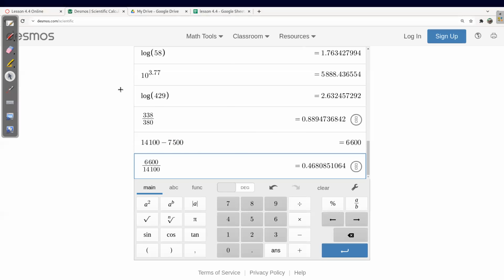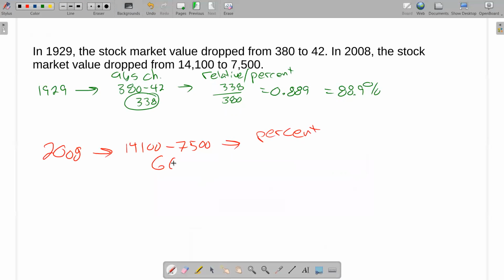So we have an absolute change of $6,600. The percent change is that absolute change divided by the original amount, which ends up being about 46.8%, or as a decimal, 0.468.